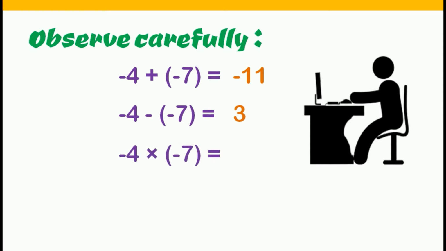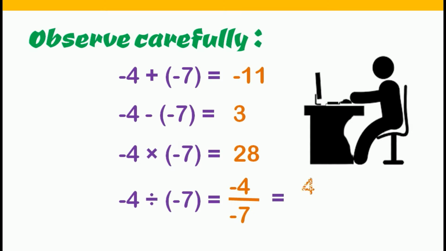Now -4 into -7. Product of two negative integers gives the result as a positive integer. Minus into minus plus. 4 7s are 28. -4 divided by -7. That means minus 4 upon -7. Here both negative signs get cancelled. So answer is 4 upon 7. So these 4 basic operations we learned in our previous class.